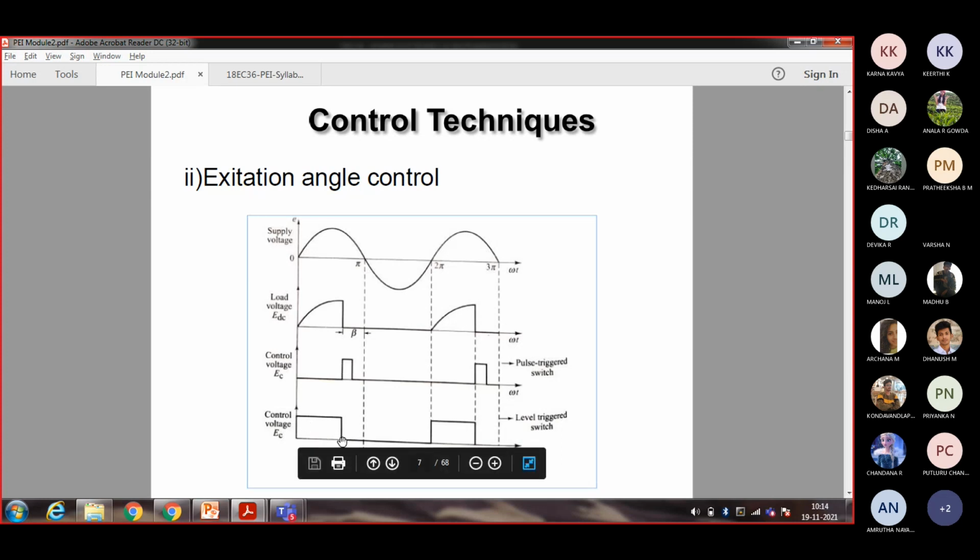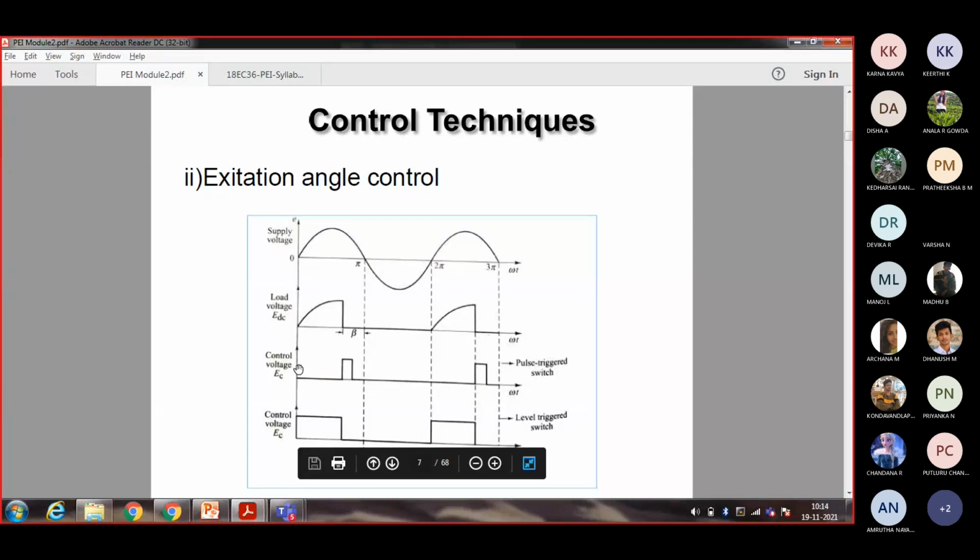Here the level trigger switch, in the sense, level is changing from 0 to 1, high to low, low to high. So initially, whatever load voltage EDC is there, the same voltage will appear for the level trigger switch. Once the load voltage decreases to 0, your control voltage also will decrease to 0.